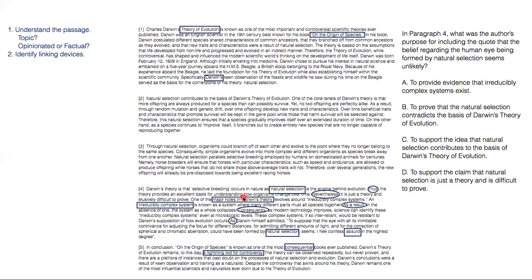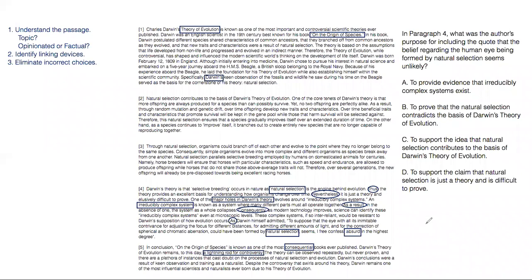So we've pulled out all of these linking devices and our transition words to tell us what's going on. The beginning of the paragraph is talking about his theory of selective breeding, natural selection, and we notice that the transition word right before the quote says, as Darwin himself admitted. So keep this in mind as we move forward to strategy number 3.